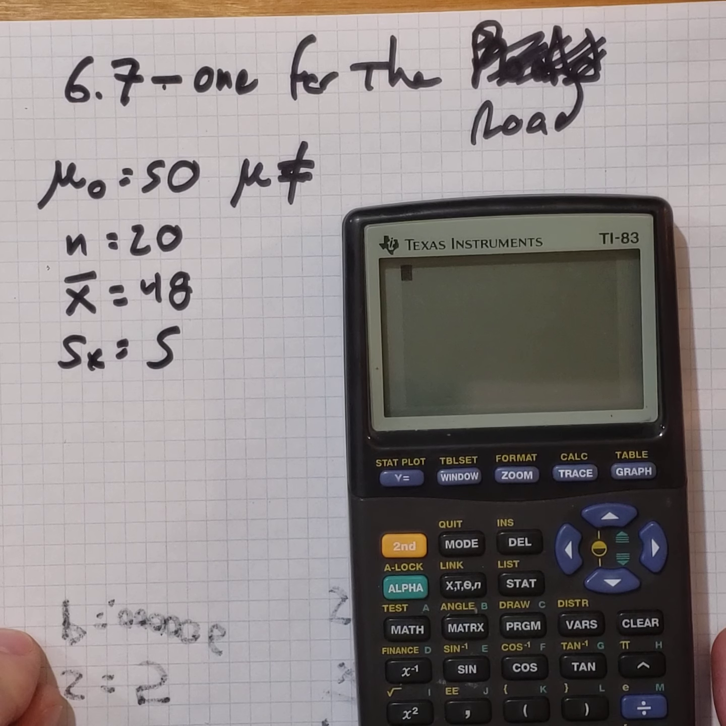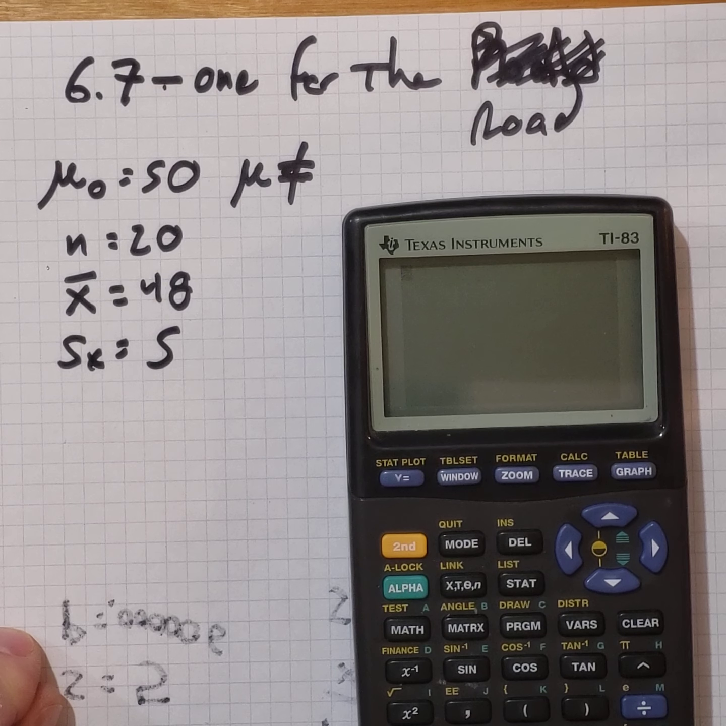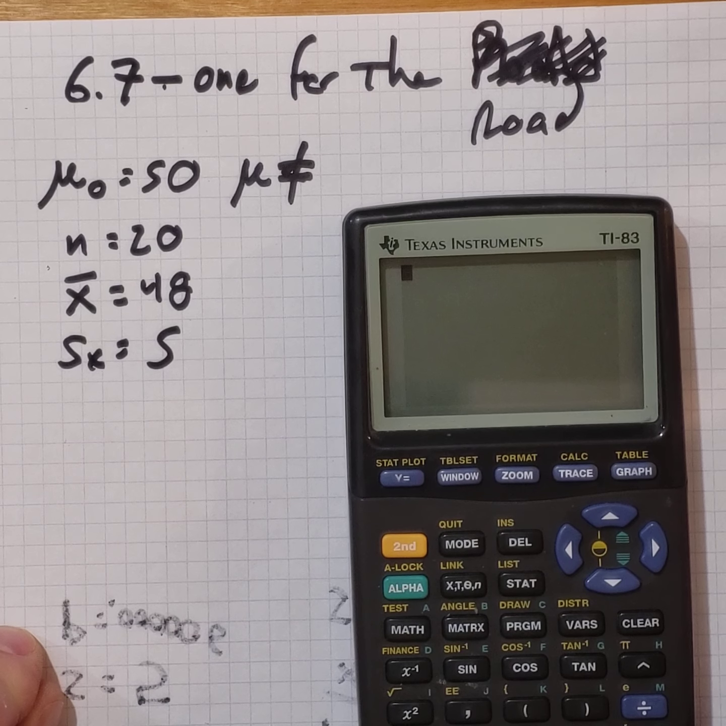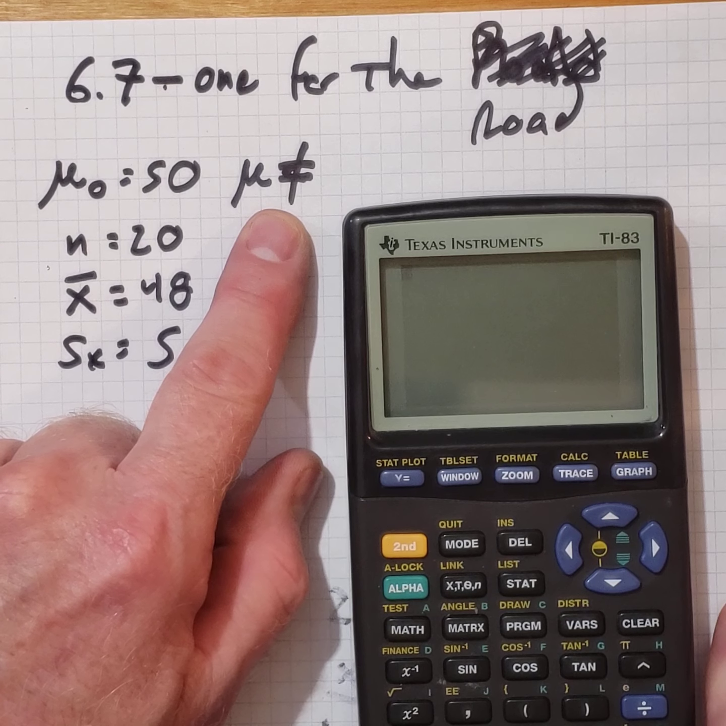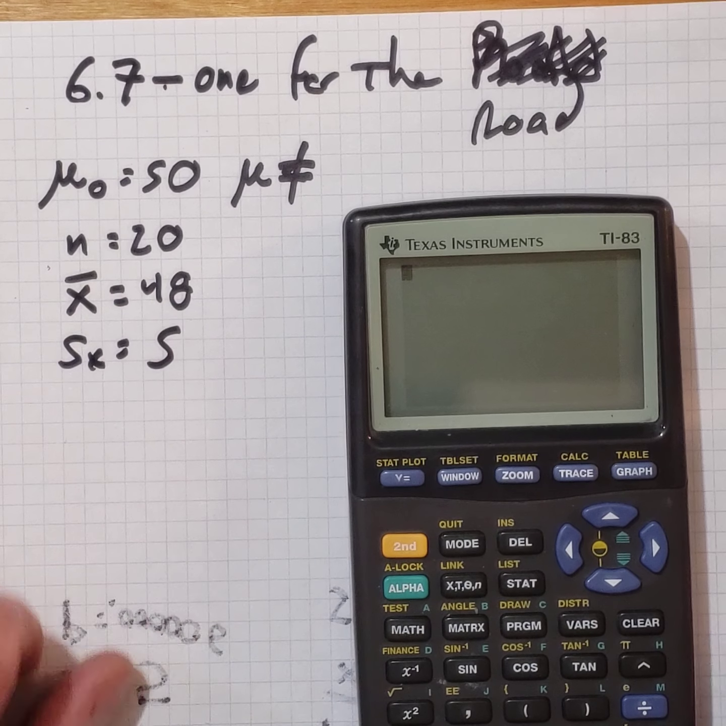Suppose MoDOT claims that the average speed that people drive on Highway Z is 50 miles an hour. I want to check and see if they're right. So they're claiming it's 50. I'm not sure they're right. I'm not sure if it's faster or slower.